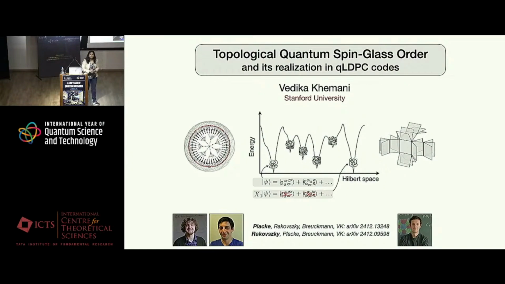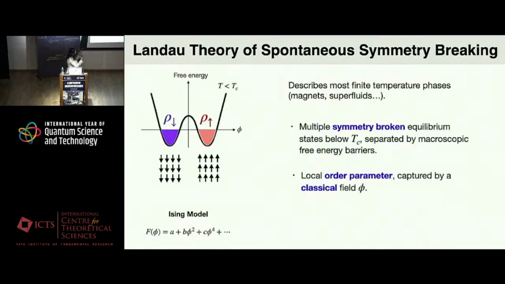So the work I'll tell you about is defining a new phase of matter. It's called a topological quantum spin glass. And this phase is going to bring together two very different but very active streams of work that have defined a lot of activity in many-body physics over the last 50 years or so, but rather independently. The first is the study of spin glasses, and the second is the study of topologically ordered systems. And both of these together really go beyond the Landau paradigm for defining phases of matter at finite temperatures, which has been very powerful in thinking about most finite temperature phases of matter, I would say from magnets to superfluids and superconductors. And in Landau theory, this is a theory of spontaneous symmetry breaking.